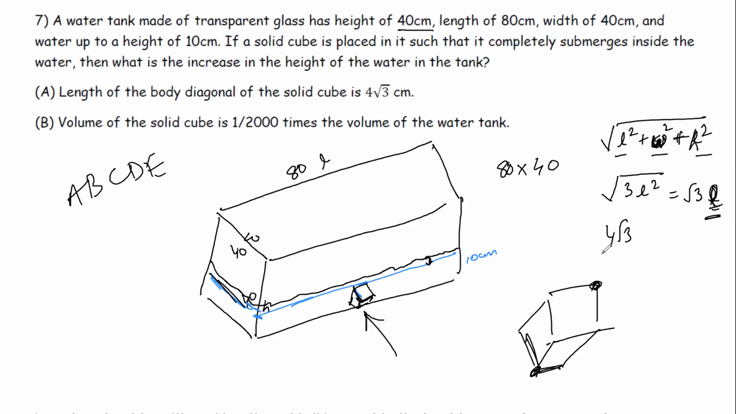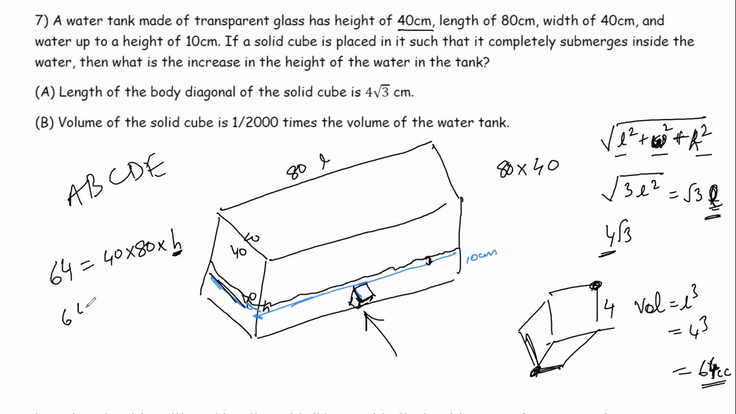So this L is nothing but 4. So we know that the length of the cube is 4. Therefore, we know that the volume is L cube, which is 4 cube, which is 64 centimeter cube. And that 64 centimeter cube is getting displaced in this fish tank where the width is 40 and the length is 80 and the increment of the height is h, and that h is what they're asking, what is the increase in the height. So it is 64 over 40 into 80.